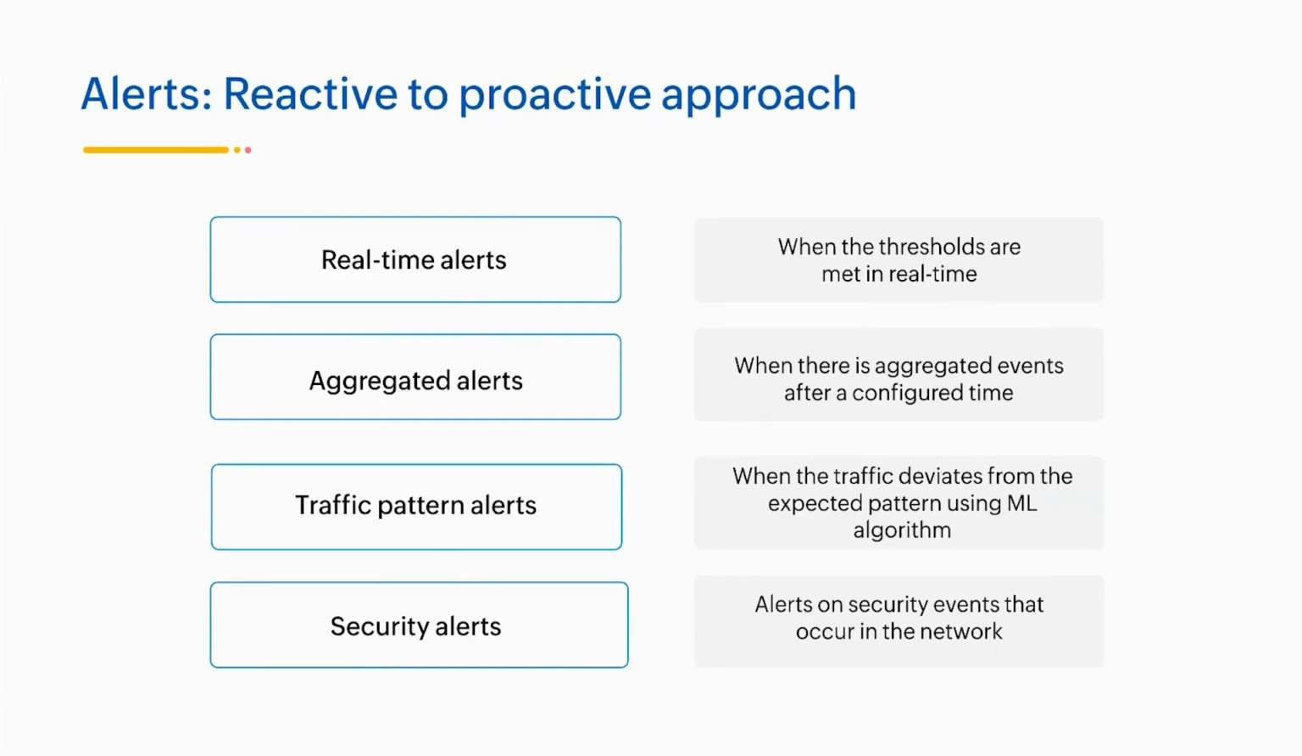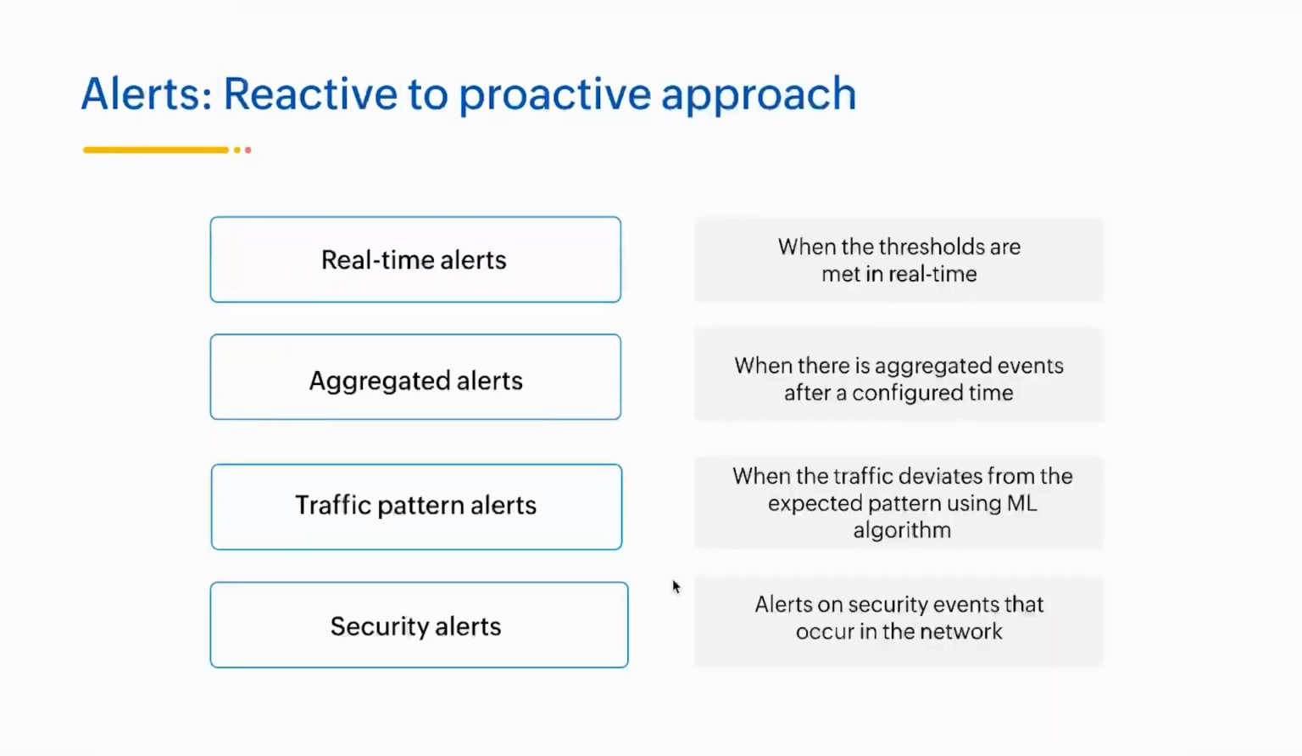We've got your monitoring troubles covered with real-time, aggregated, traffic pattern, and security alerts. Real-time alerts will be generated when the data usage threshold is violated more than the permitted number of times, whereas an aggregated alert goes off when the total volume or packets over the given period crosses the threshold. Traffic pattern alerts will arise when there is deviation from the regular traffic behavior. And lastly, the security alerts will be generated when any security event occurs.